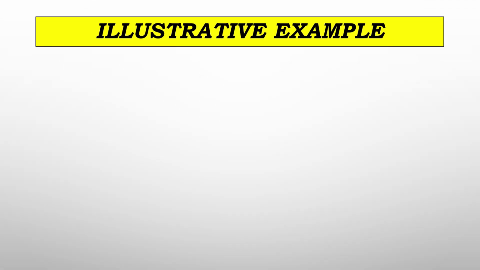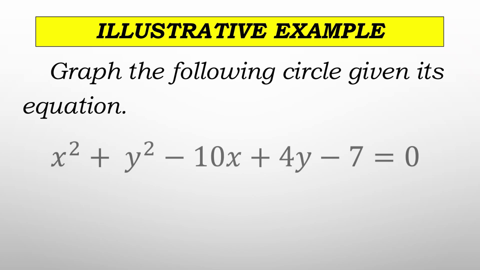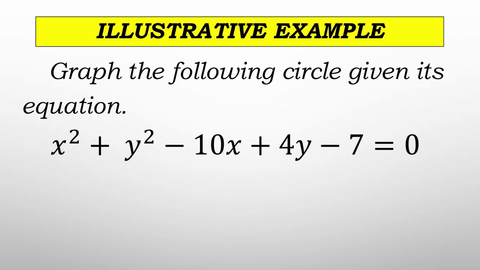For the next example, let's have this equation. Graph the following circle given its equation x² + y² − 10x + 4y − 7 = 0. This equation is written in general form. We'll be following the same steps. First step is to identify the center and the radius. And to find the center and the radius, we have to transform the equation into standard or the center-radius form.